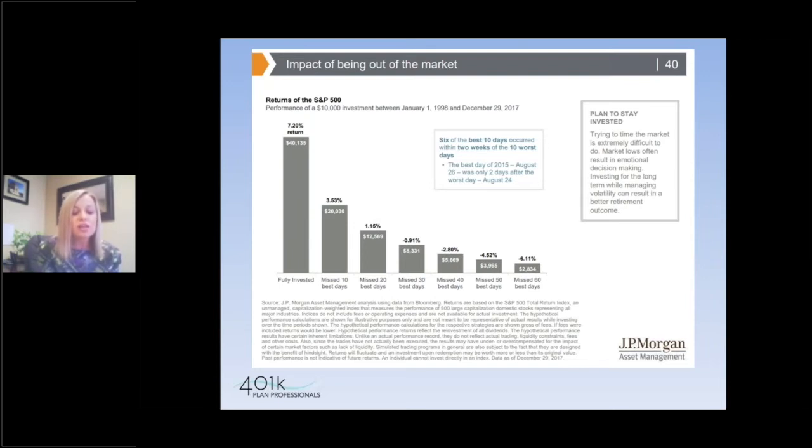This chart is showing the growth of a $10,000 investment in the S&P 500 for the 20-year period. And if that $10,000 remained invested the entire time, the average annual return was 7.2%. But get this, if you miss just the 10 best days during that time frame, the average annual return goes all the way down to 3.5%. And you can see this trend continue as you miss more of the best days of the market, that your annual rate of return goes down significantly. So staying the course is extremely important.